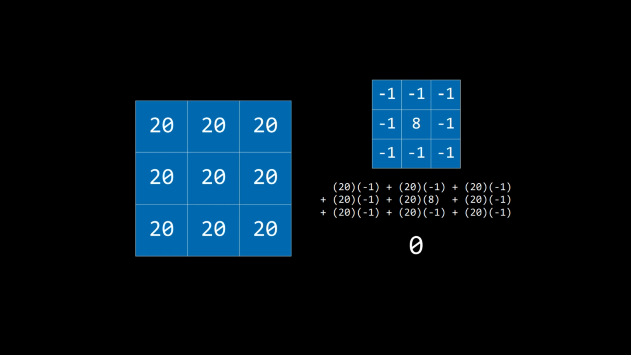We multiply each element with the corresponding element, like doing a dot product. A dot product is for vectors, while this is a matrix, so strictly speaking it is not a dot product, but let's just take it as an example. What we do is multiply the corresponding numbers, like 20 with minus 1, 20 with minus 1, and so on, and then we add them together and we get a value. Here we get a value of 0 because the numbers are all the same: 20, 20, 20.